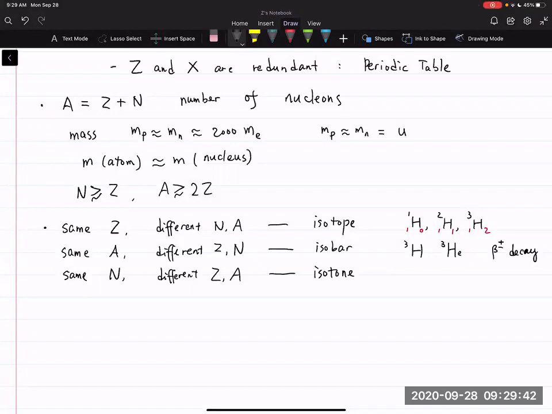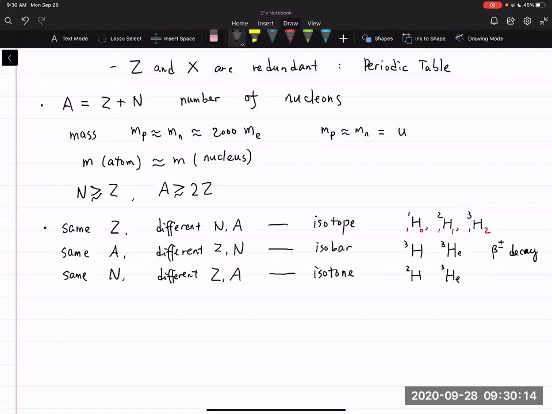Let's take helium-3 again as an example. Helium-3 has two protons and one neutron. So let's keep the number of neutrons the same, but reduce the protons. Instead of two protons and one neutron, we have one proton and one neutron. And that is exactly the deuteron.